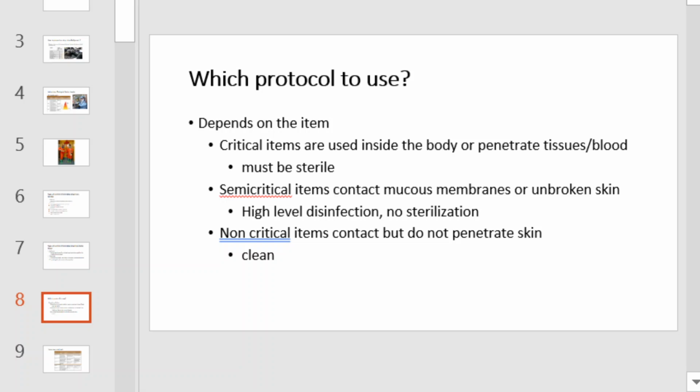Which protocol do we use to protect ourselves from microbial growth? Simply put, it depends. It depends on the item. Critical items are used inside the body or penetrate tissues or blood. These items must be sterile. Semi-critical items contact mucous membranes or broken skin. These items need a high level of disinfection but no sterilization. Non-critical items contact but do not penetrate the skin and simply need to be cleaned.